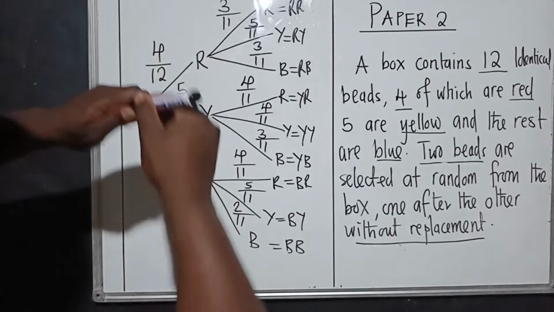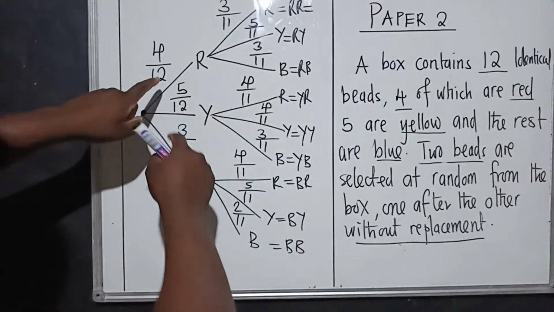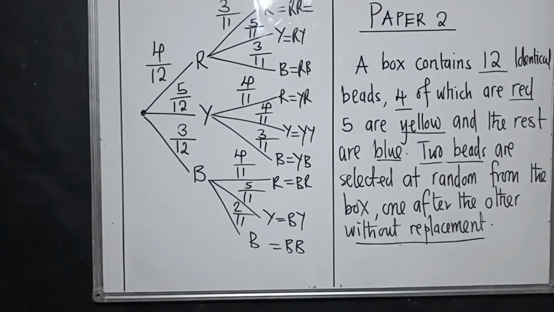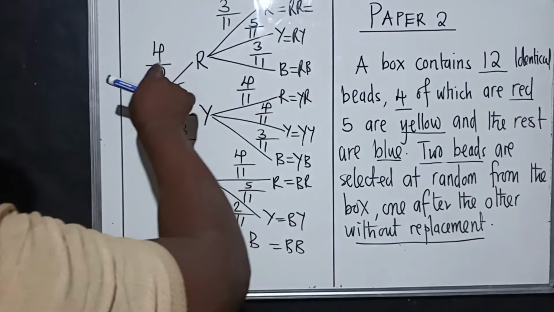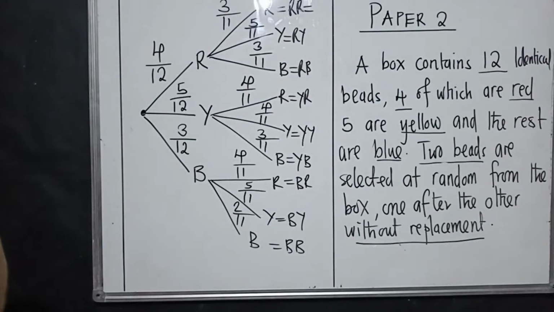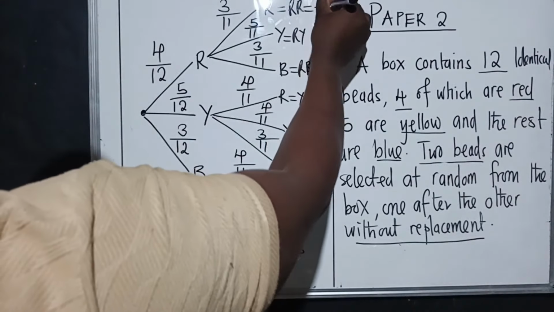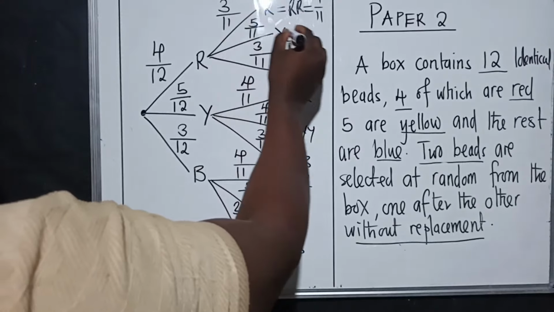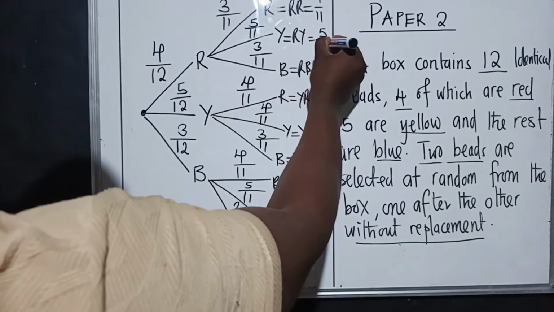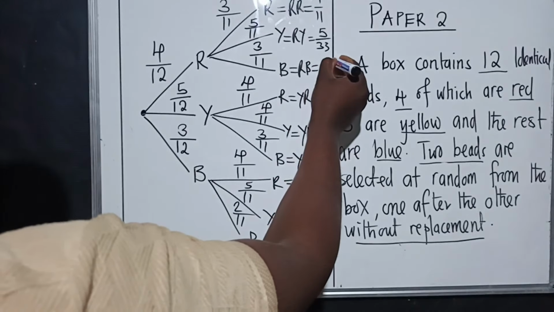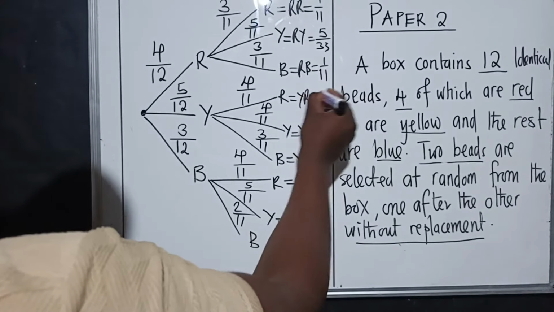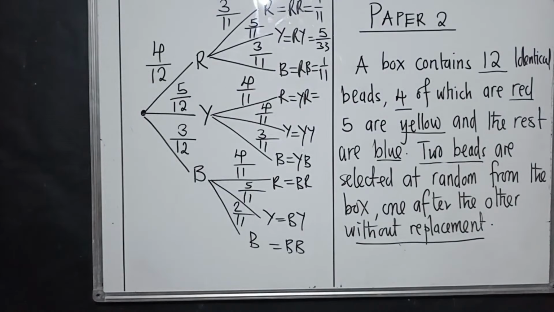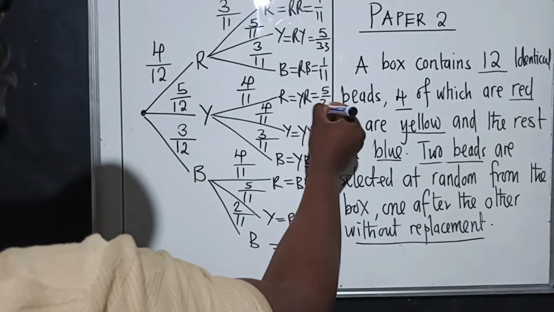So now, at this point, you start multiplying, okay? If I ask you what is the probability of picking red, you multiply this red times the red, and it's going to give us 1 over 11. And when you multiply this times this, it's supposed to give us 5 over 33. There, when we multiply, that's 5 over 12 times 4 over 11. So that's yellow, red. It's giving us 5 over 33.